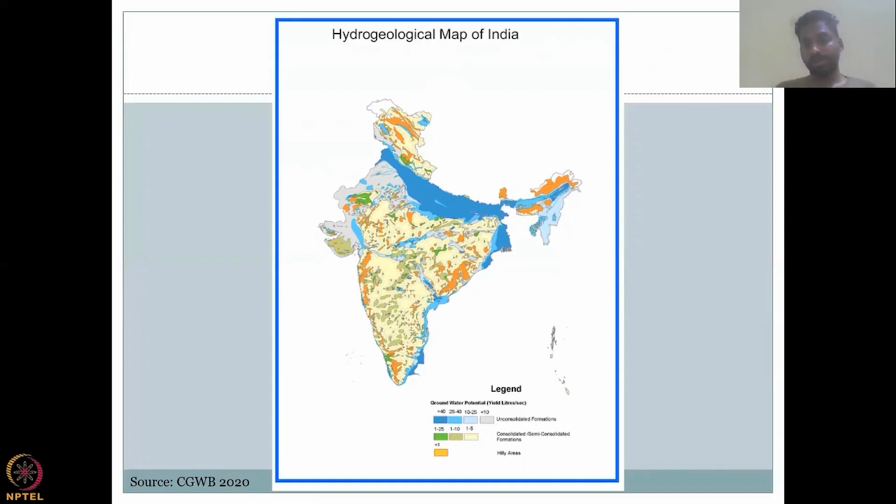The next comes your consolidated and semi-consolidated formations. So it is kind of structured or half structured. When you say structured, the pore space also goes down, and it may have a confining unit on the top, because most of those layers under the confining unit, as I said, have a structure. It is not as weathered as the above surface. So you have all these surfaces having more or less very low permeability, and because of the low permeability, there is low water potential. And then the hilly areas, of course, have less water because it is pure rock and solid formations. It doesn't have much pore space.